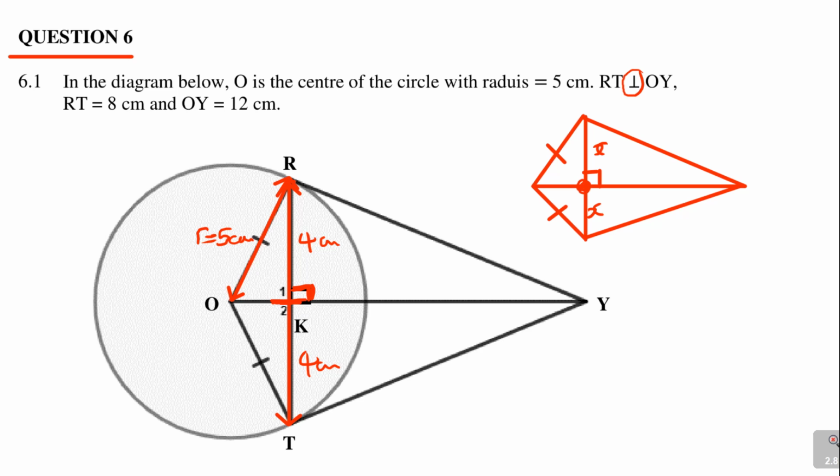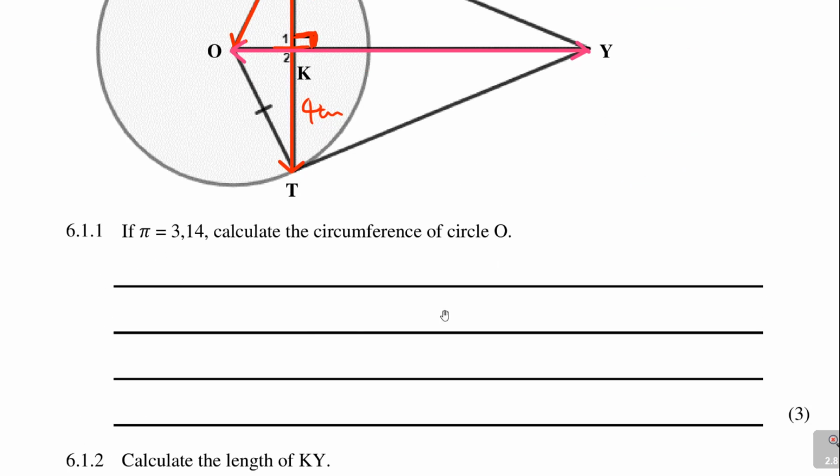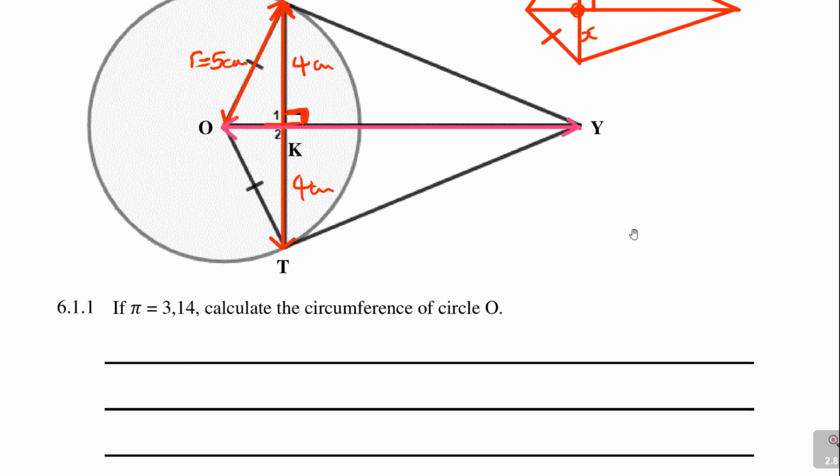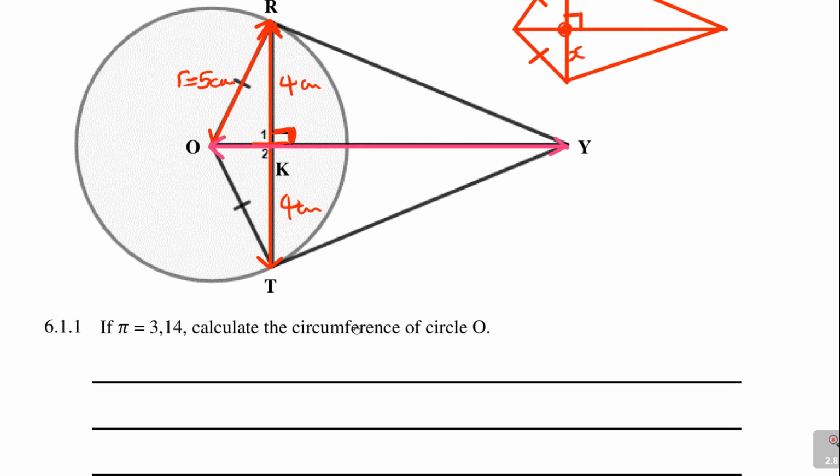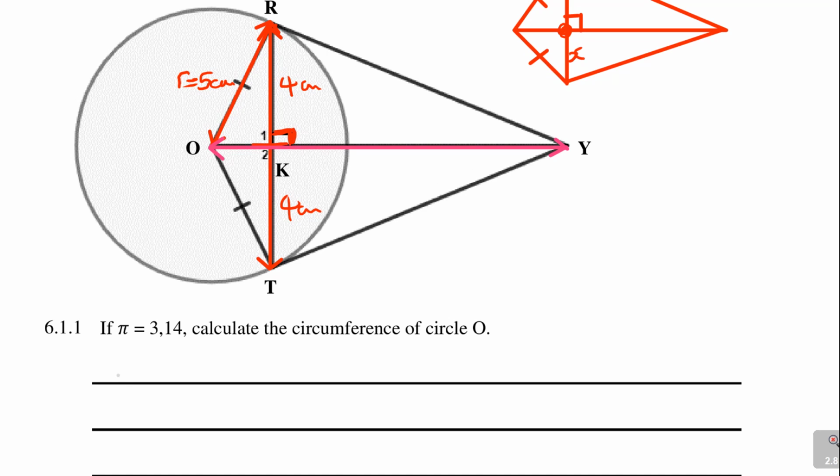Are you with me? And then they are telling us that this distance OY is equal to 12 centimeters. So what's the question here? If pi is equal to this, calculate the circumference of the circle. Oh, guys, there is a circle. You need to know the formula for the circumference. C for circumference is equal to 2 pi r, meaning 2 times pi times r.